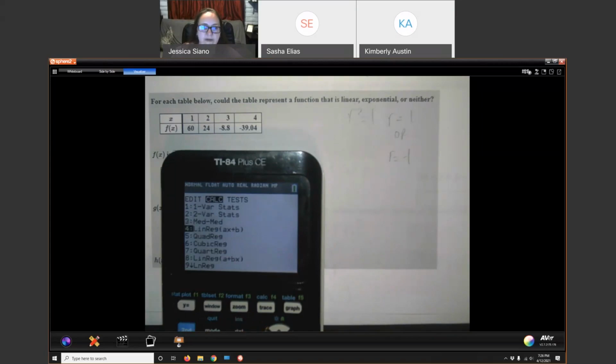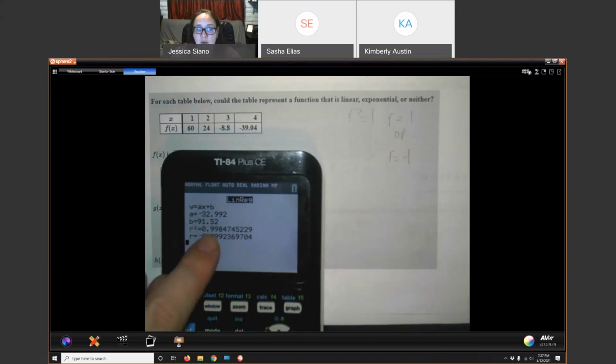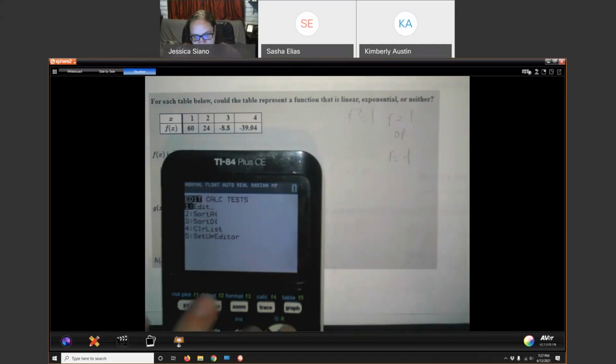Calc, linear regression. And now if we look here, see how r is really close to -1 and r squared is really close to 1? It doesn't matter. If this is not 1 or -1 and this is not 1, then the answer is that this is not linear. Okay? So let's check exponential.